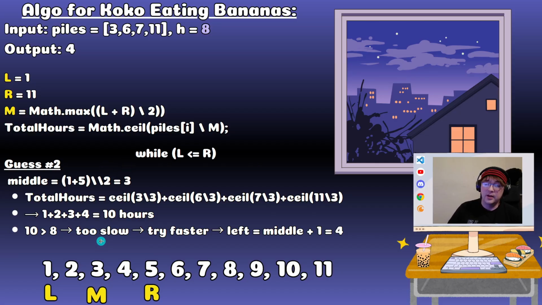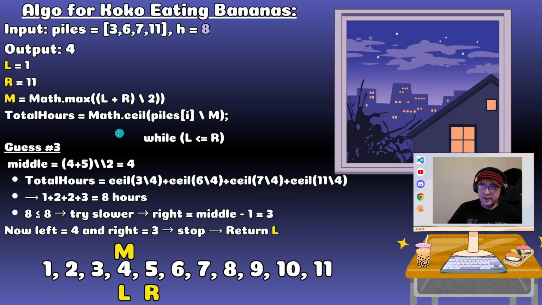So funny enough, we've already kind of gone through this, so I'll make it really quick. 3 bananas an hour for 3, that's 1. 3 bananas an hour with 6 bananas, that's 2. 3 bananas with 7, that is 3. And then if I could eat 3 bananas an hour and there's 11, that takes 4 hours, so that's 10 hours. So that gives us 10, and 10 is greater than 8, so that's too slow. So we need to try faster. In that case, we're going to set the left pointer to be 1 past the middle pointer.